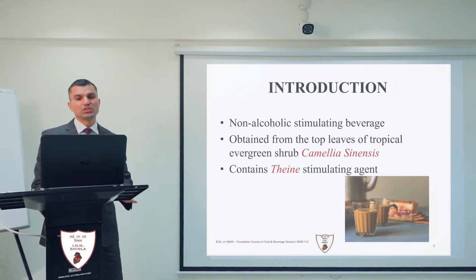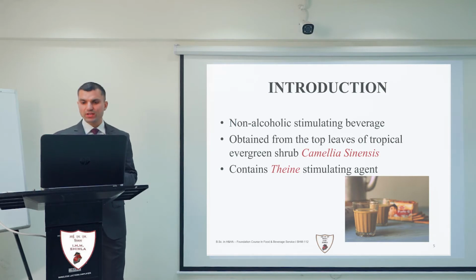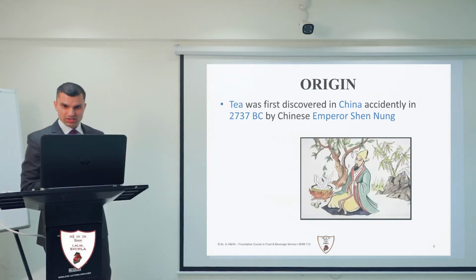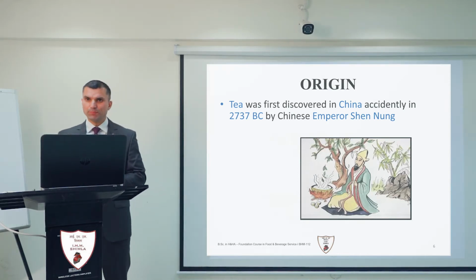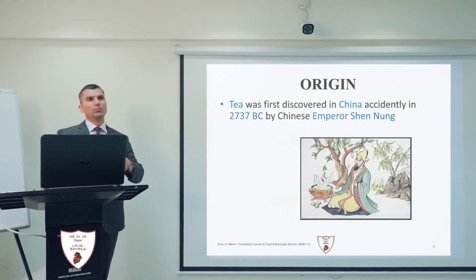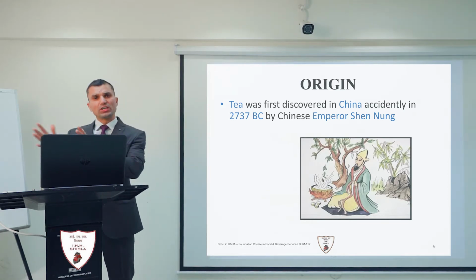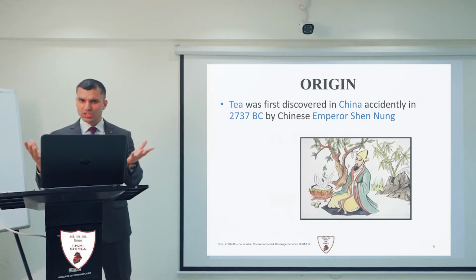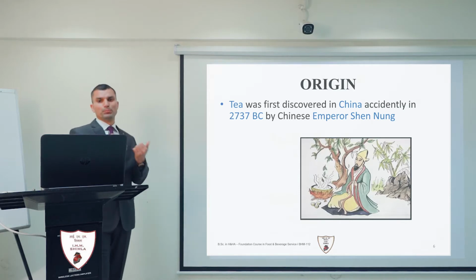Tea contains a stimulating agent which is known as theine. It is similar to caffeine in coffee. Now coming to the origin of tea, tea was first discovered in China, and that too accidentally, around 2737 BC by a Chinese emperor, Shen Nung. And from China, through Buddhist monks, it traveled to other Asian countries and simultaneously to Europe and other nations of the world, and slowly it came to India through the Britishers.